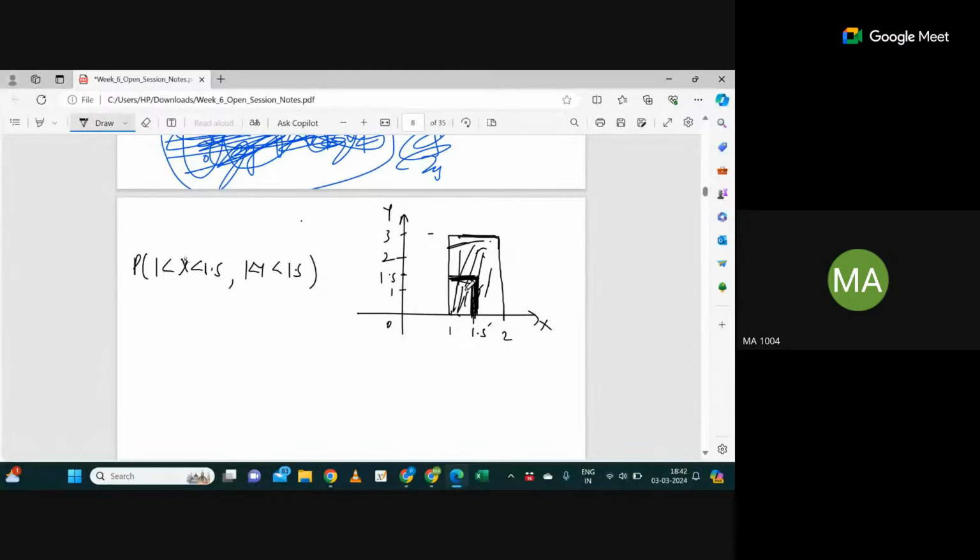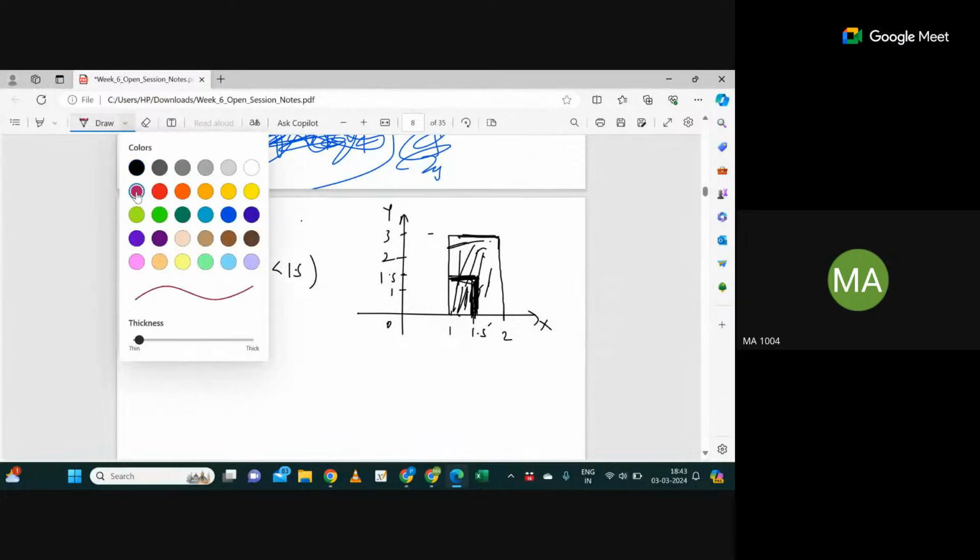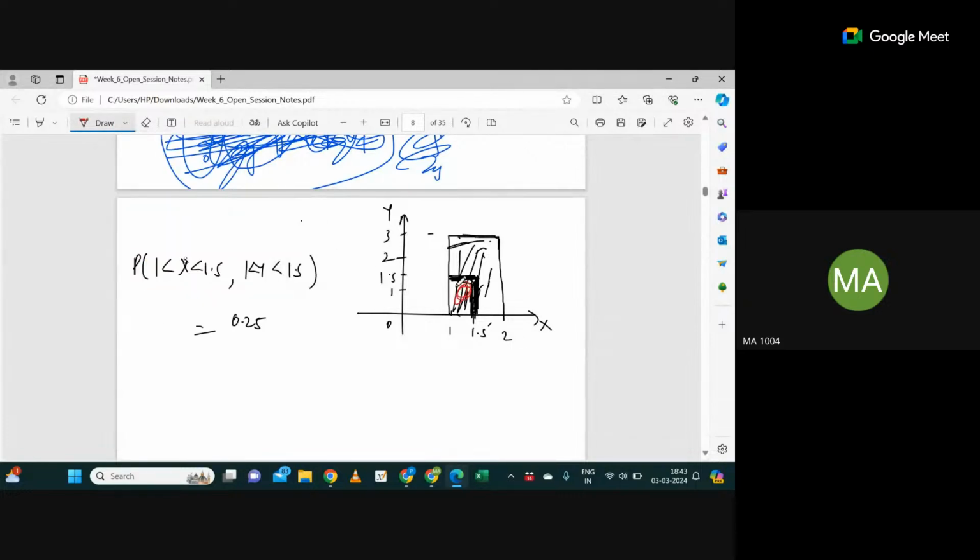So what will be this one now? 0.25. Okay, so this is the 0.25. This is the area. Let me draw properly. So this red one is your favorable case, right? Area of a rectangle is nothing but length into breadth, that is 0.5 into 0.5, right? This is your favorable case.